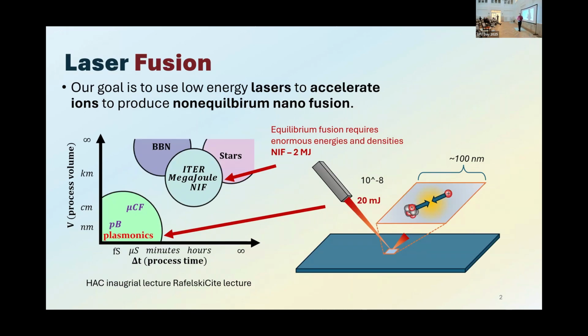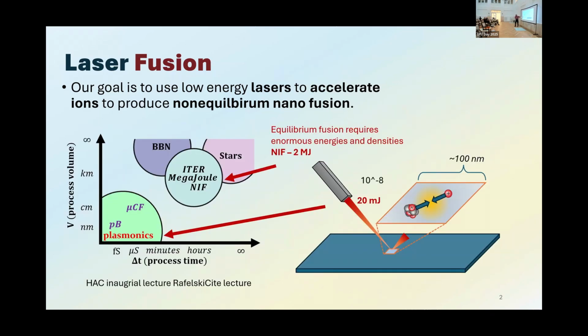Okay, so the general idea of this project is to use low energy lasers to accelerate ions to produce non-equilibrium nanoscale fusion reactions. This is a lot different from standard methods of producing fusion reactions, which normally require huge energies. So this is 2 megajoules. These huge energies are required to get the temperatures and densities necessary for a fusion reaction to occur, where the 2 nuclei undergoing a reaction need to overcome the Coulomb barrier between them, the Coulomb repulsion, so they can meet. The strong force can take over and they can fuse.